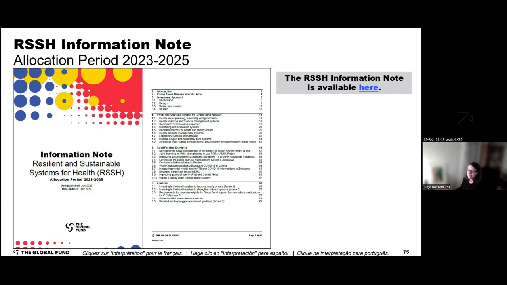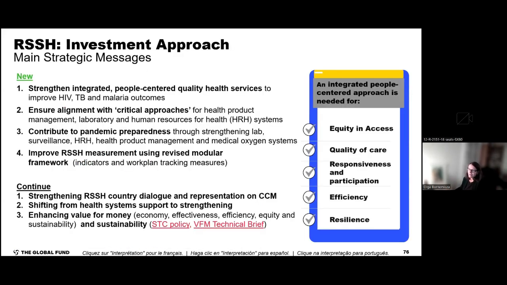Okay, so if we go to the next slide, I wanted to pull out a few main strategic messages from the information notes overall. So there's four new ones, and then a few that I just wanted to emphasize that are continuing that I'm sure you've all heard before. So the first and main one, and you've heard this from HIV, TB, and malaria, is that we're really working on strengthening integrated people-centered quality health services and systems to improve HIV, TB, and malaria outcomes. And on the right, in the blue, you can see some of the reasons why this is. Now, we focused on this because in the new strategy for the Global Fund, this comes front and center.